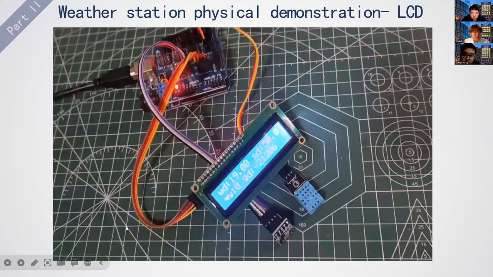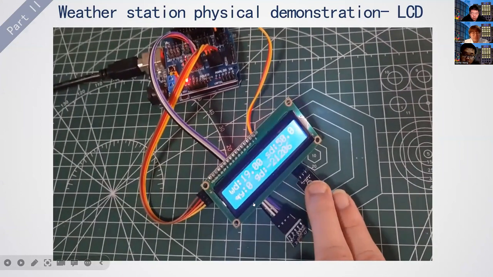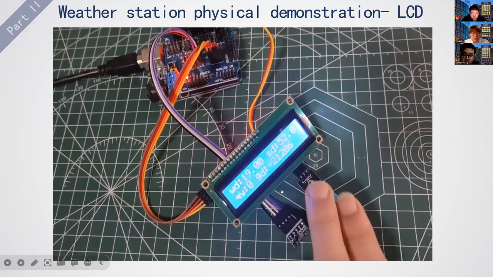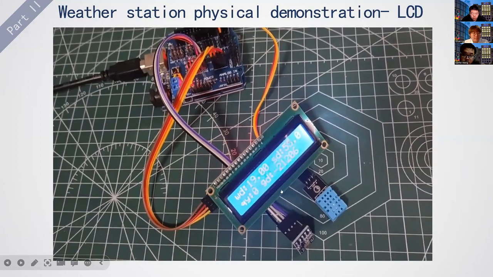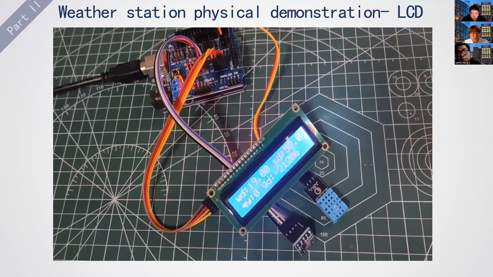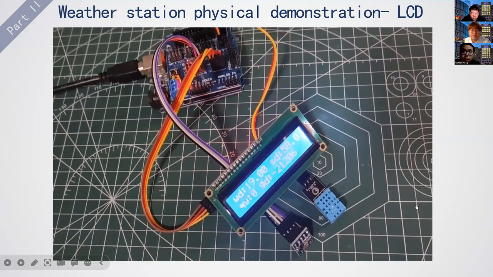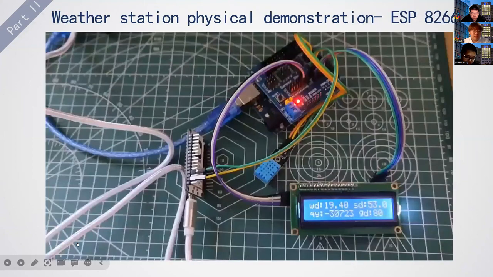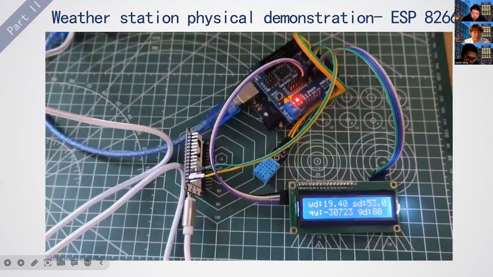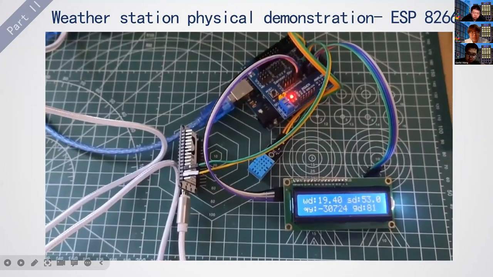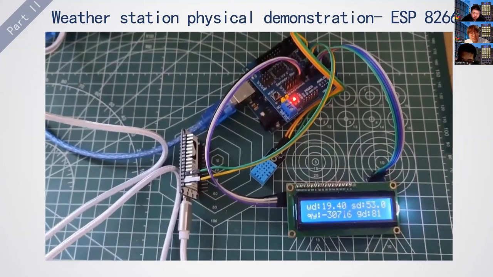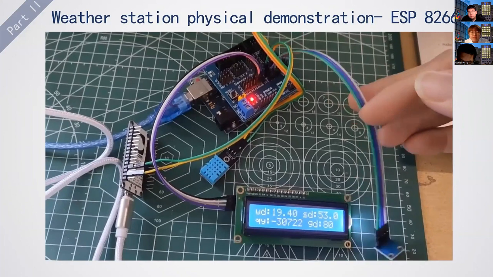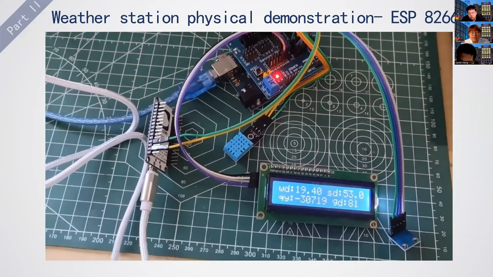Then we will introduce the physical demonstration of the weather station we designed. The first is only with LCD. We hold the sensors with our hands and find that the temperature and humidity will change. We can see the data. Next, the second is the weather station with ESP8266, which we can observe on the computer screen. We can see the data.